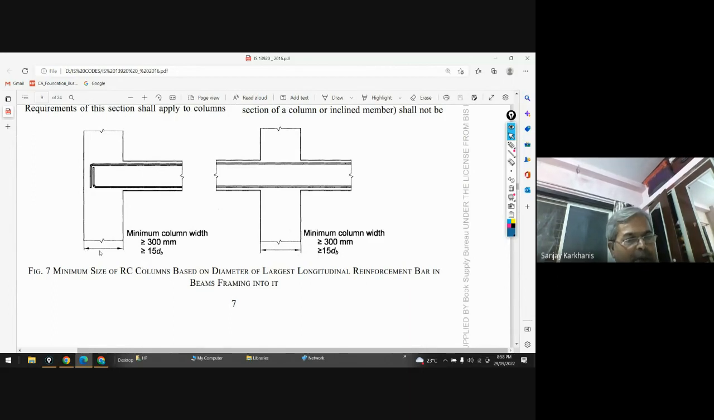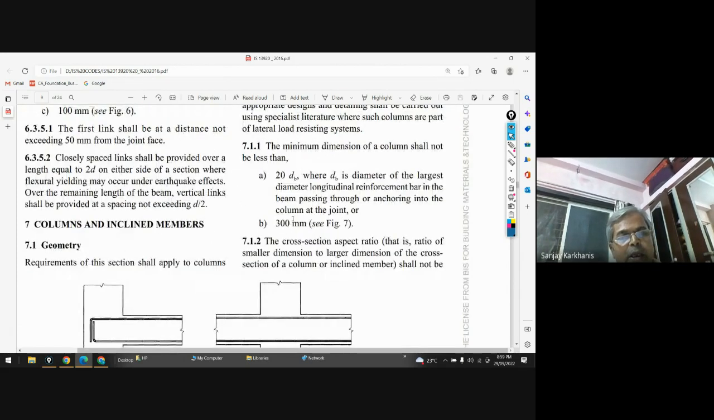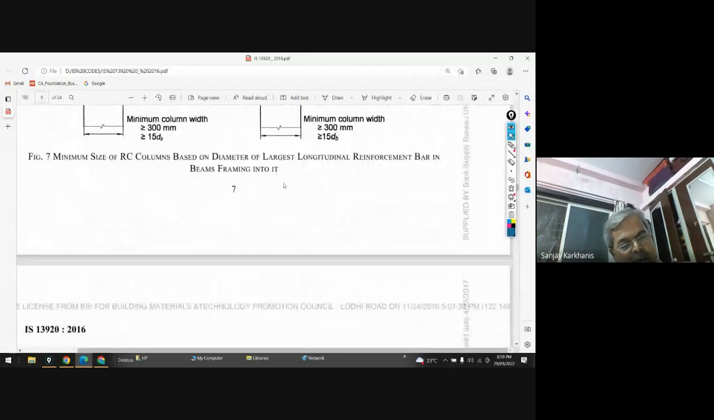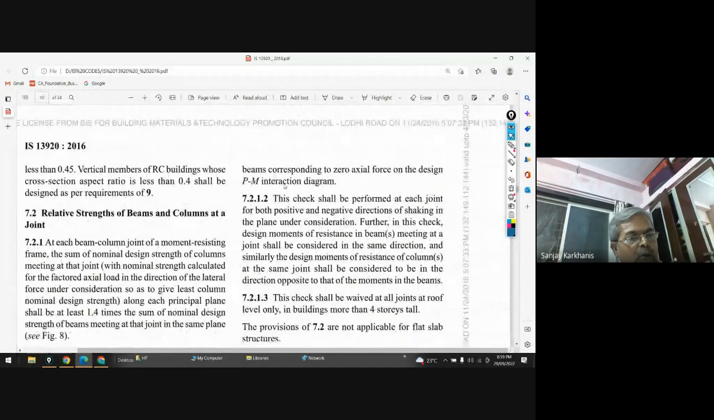See, if you do not get this dimension, then you are not providing LD properly, so then you will have to adjust. Clear? So minimum column width has to be greater than 300 or has to be greater than 15 times diameter of bar. So here it is saying. So these are the basic minimum requirements, and accordingly you have to define.